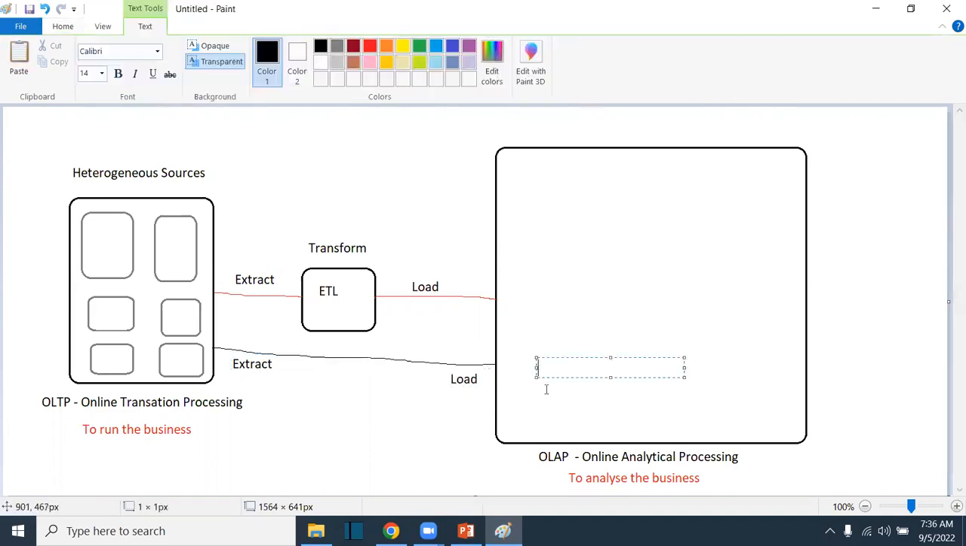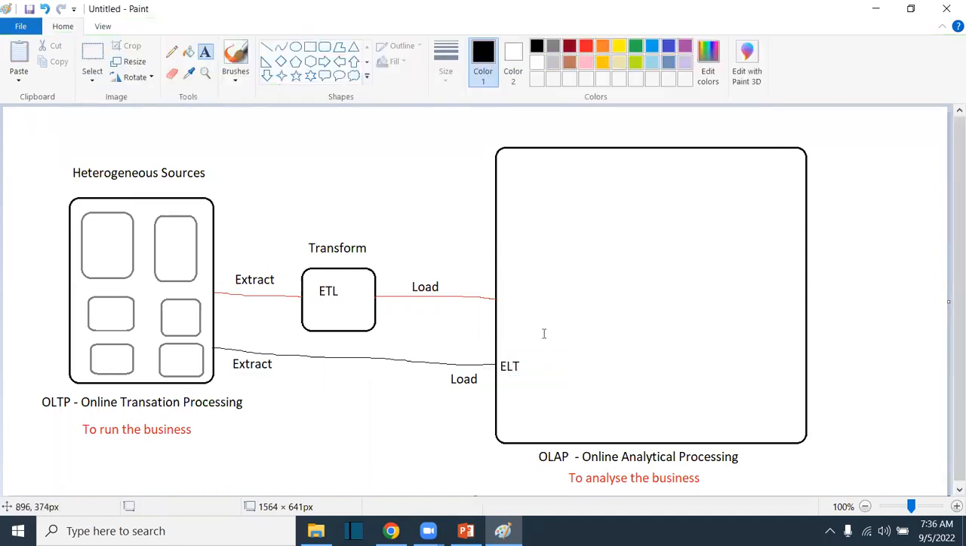Extract, load, and then transform it. So that's called the ELT process. Most of the ELT process is on the data lake side, the cloud side, right? If you take YouTube or Instagram or Twitter or Facebook, they will have a huge volume of data, right? Each and every second, all over the world, they are generating a huge volume of data.